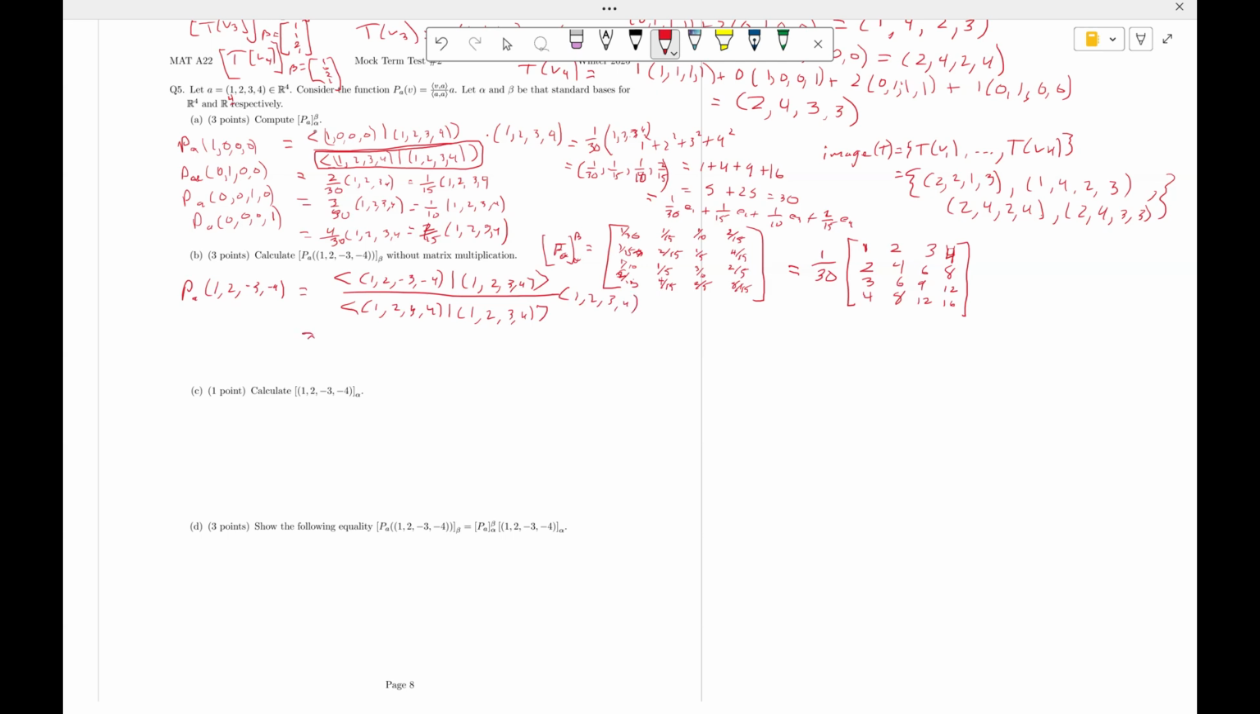Here, we know what the bottom of it is. We know that it's 30, but the top is going to be 1 squared plus 2 squared minus 3 squared minus 4 squared, all over 30, times the vector 1, 2, 3, 4, which equals 5 minus 9 minus 16 over 30.